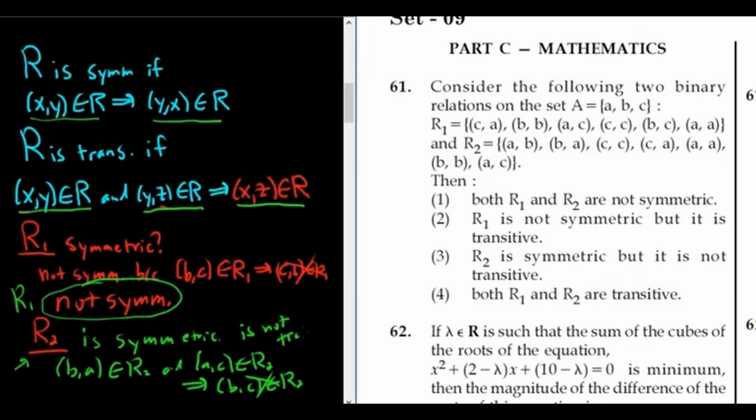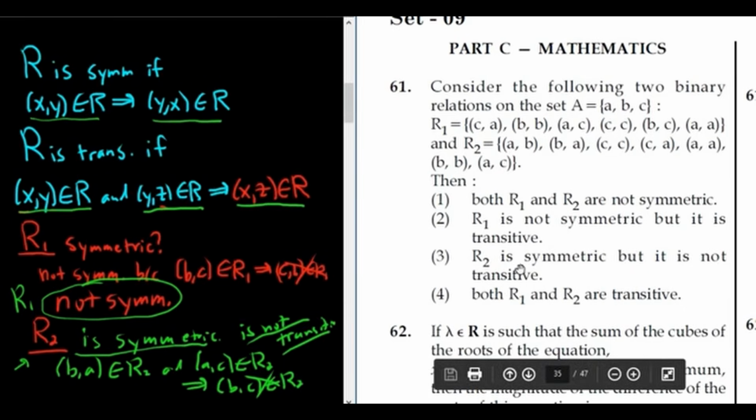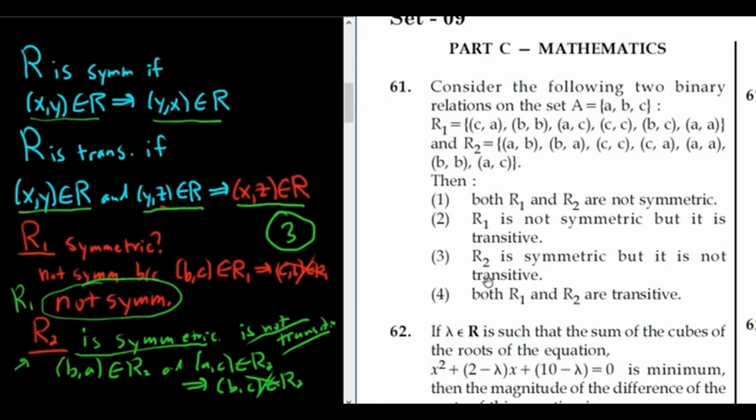So we know that now. Let's see, can we answer any of the questions now? So we have R2 is symmetric, R2 is not transitive. That's choice 3. We got lucky. So the answer to this problem is 3. R2 is symmetric, and it is not transitive.